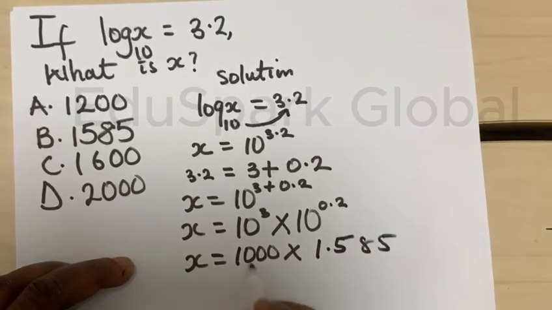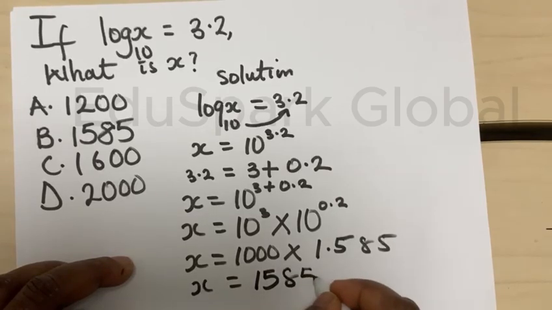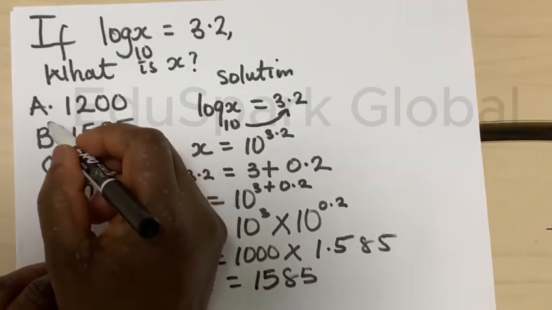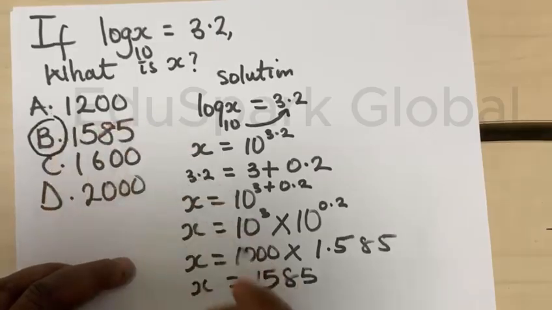1.585. So if we carry out our multiplication, we are going to have our x equals 1585. So our answer is 1585. So option B is the correct answer.